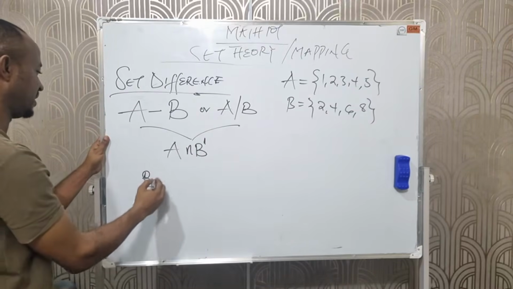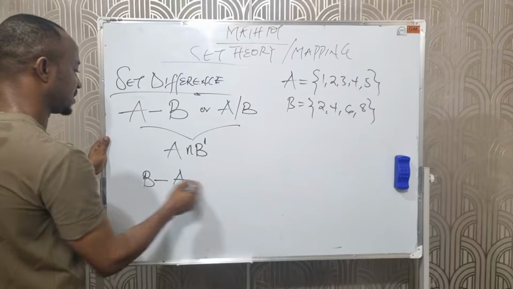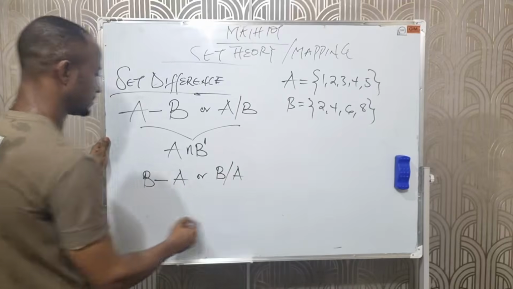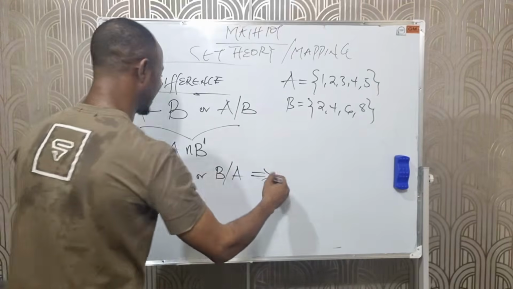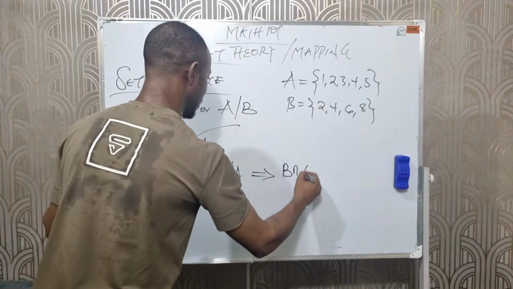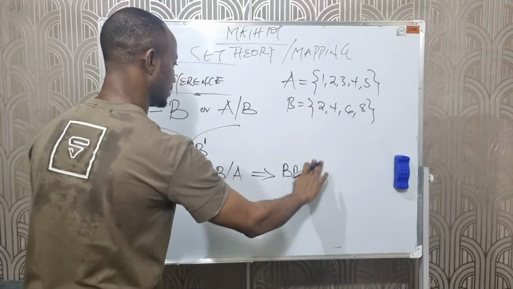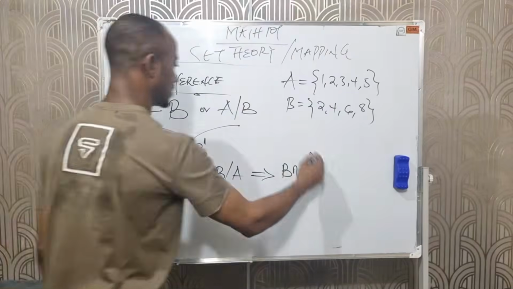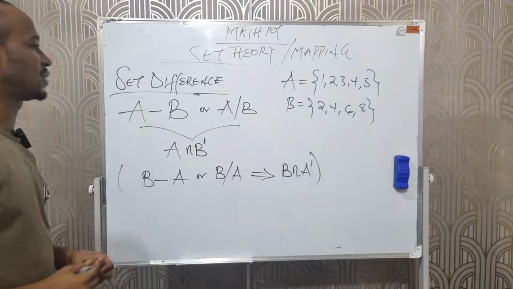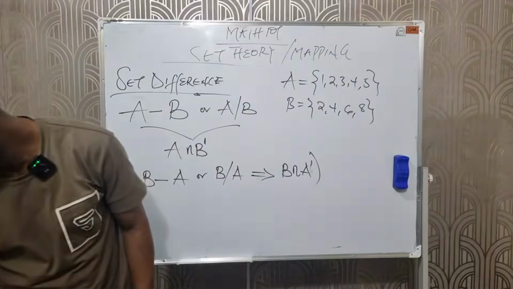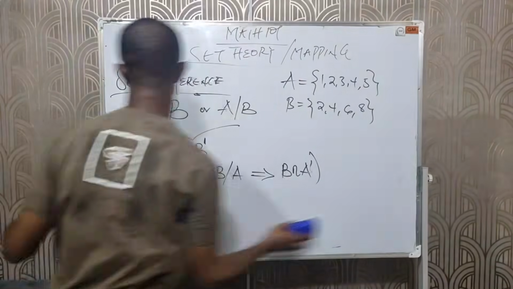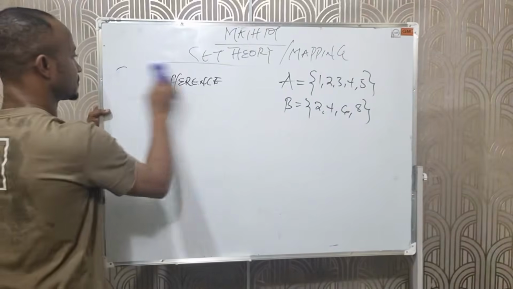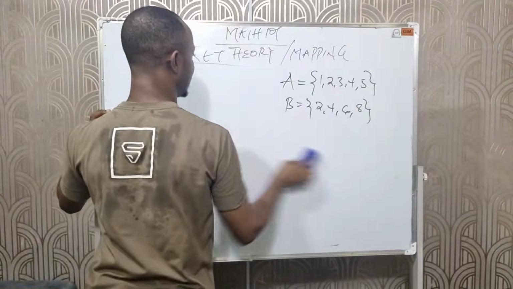Then if I have B difference A, this is also B slash A. Then this can also be represented as B intersection A complement. Don't forget, A complement. So this is what we call set difference. Now let's look at a good example on set difference.